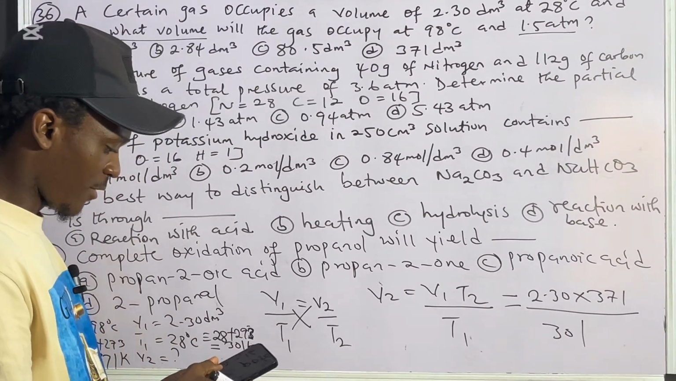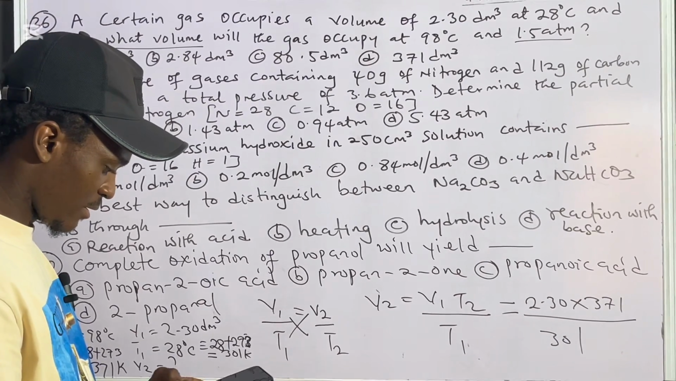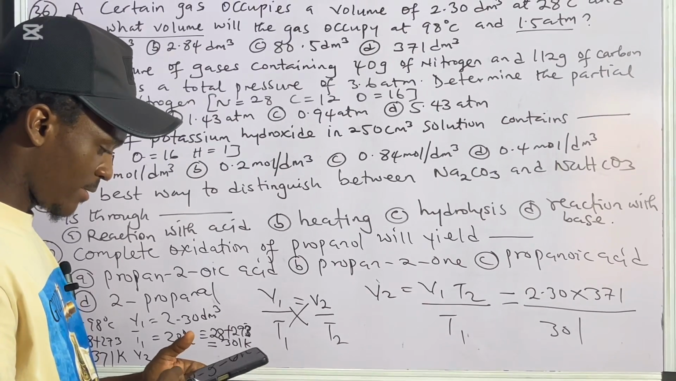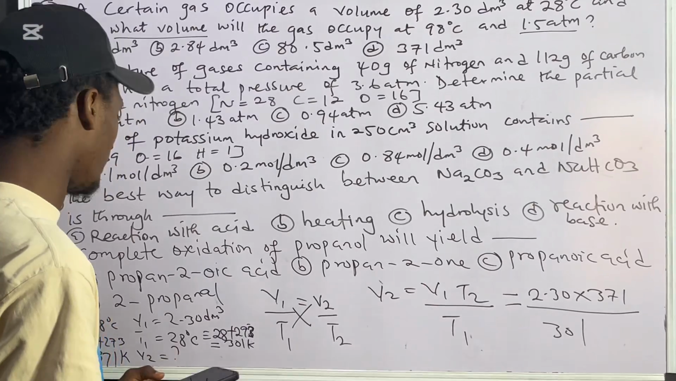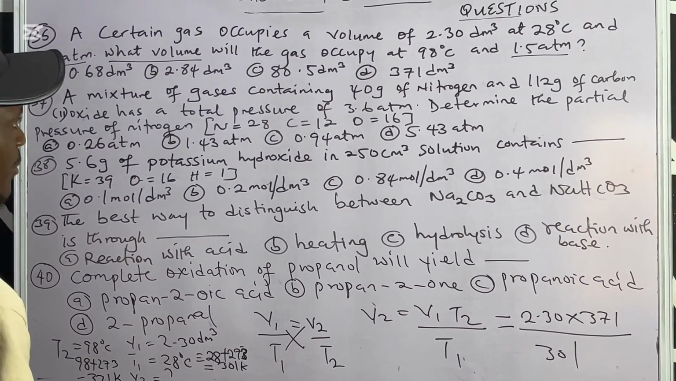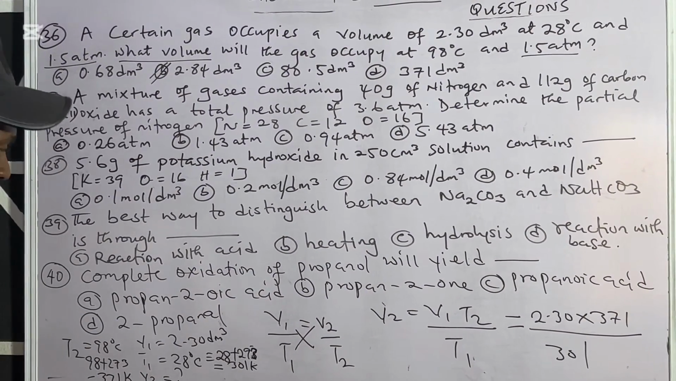So with the help of our calculator, let's get that. That should give us 2.30 times 371, then divided by 301. We should get 2.83, approximately 2.84. So that is the answer to that question.